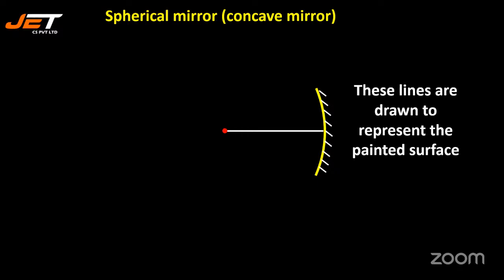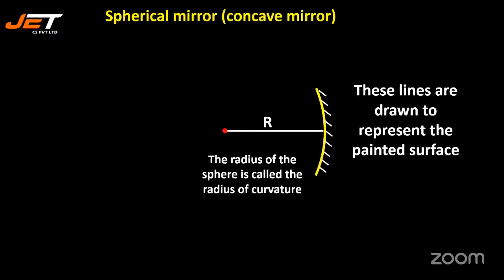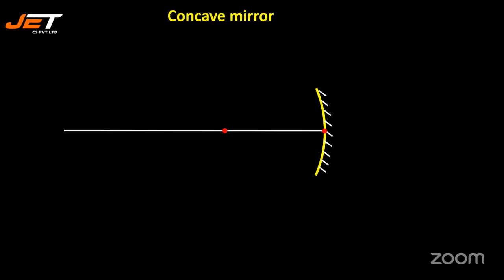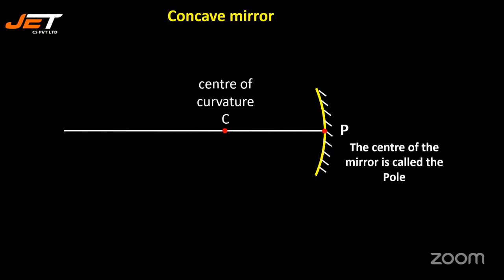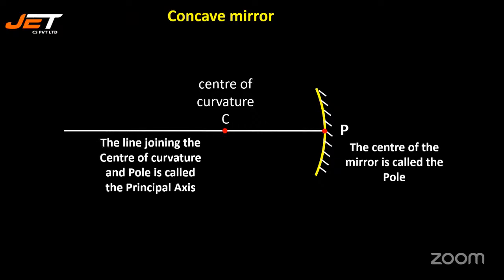These lines are drawn to represent the painted surface. Ante right side is the painted surface, left side is the reflective surface. The radius r of the sphere, of which the spherical mirror is a part, is called radius of curvature of the mirror. Center C is called center of curvature. Point P, which is center of the mirror, is called pole of the mirror. Line joining the center C and the pole is called principal axis.